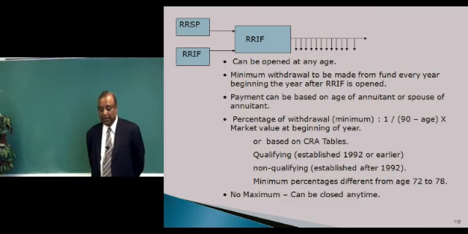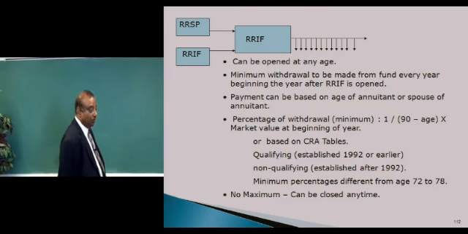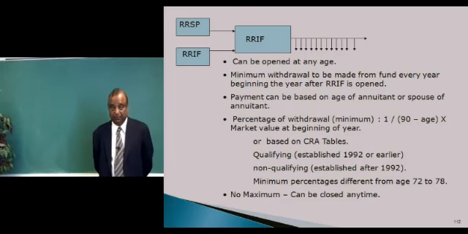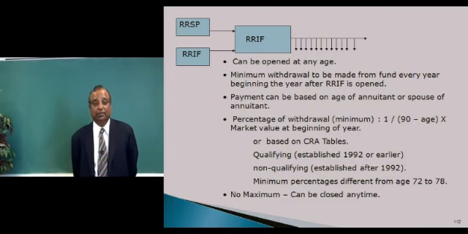Now, when you open a RIF, they give you an option. You can base these minimum age calculations on your own age or your spouse's age. Obviously, most people, I think, will prefer to base it on the younger spouse's age, so your minimum percentage withdrawal is less.